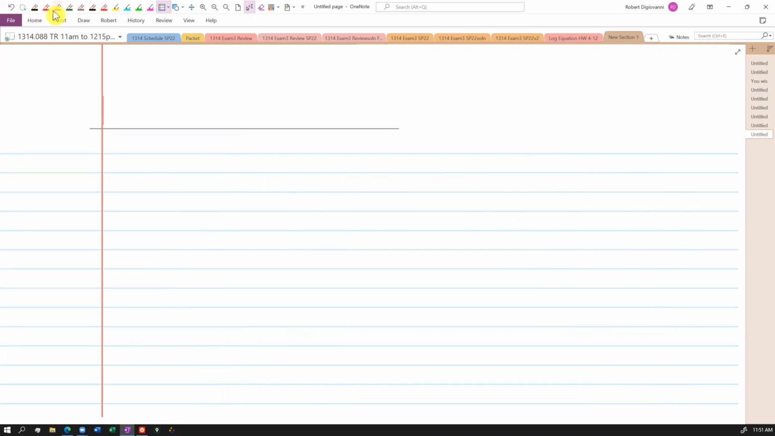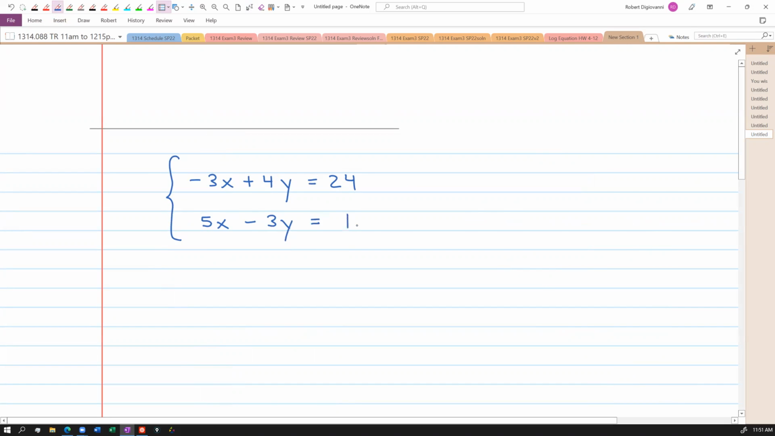This will be kind of a hard one. Okay, here's your system. Let's go -3x plus 4y equals 24. And let's go 5x minus 3y equals 1. All right, there's the system. We want to solve it: what x and what y will satisfy both of these equations simultaneously. In other words, what's the intersection of these two lines?